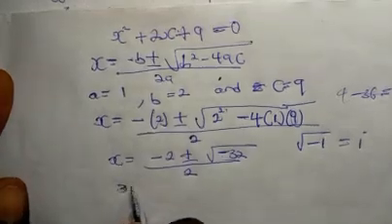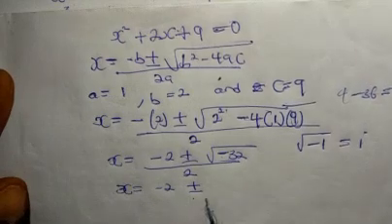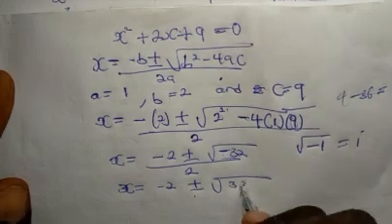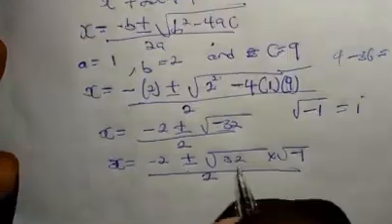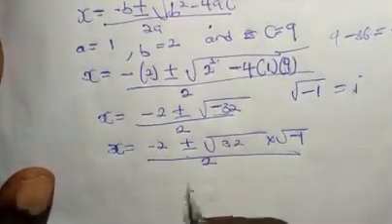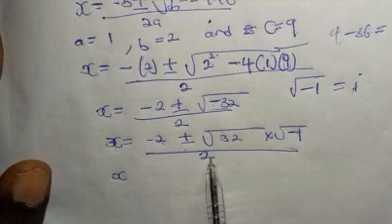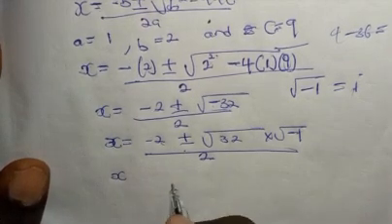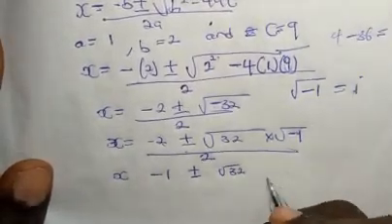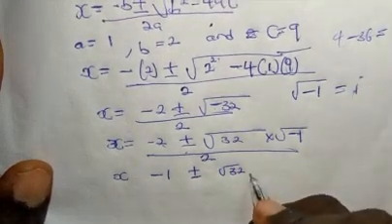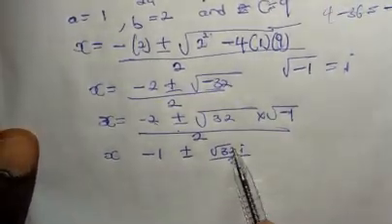So we have x is equal to minus 2 plus or minus root 32 times root -1, all over 2. So now this is equal to iota. We are going to substitute it for root -1. Minus 2 divided by 2 is equal to -1. So we have plus or minus root 32 iota over 2. So root 32, I think we can still simplify it further.